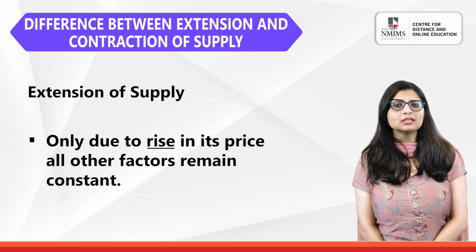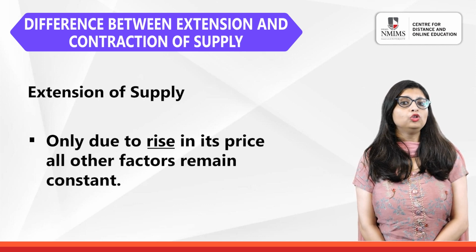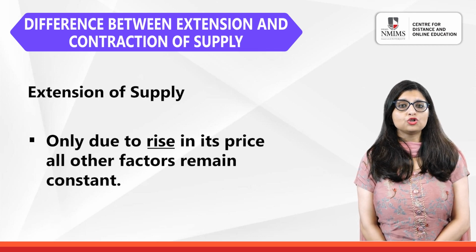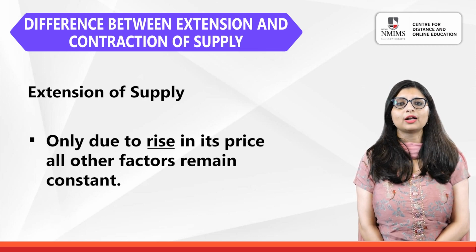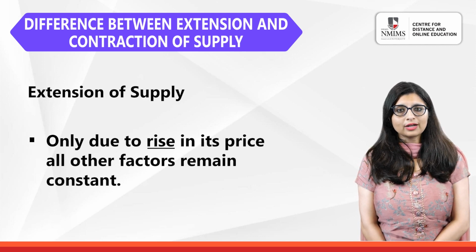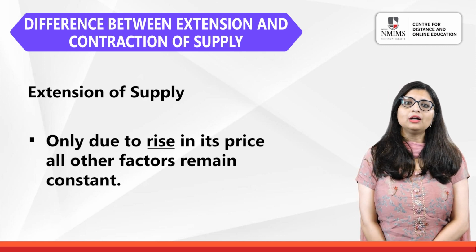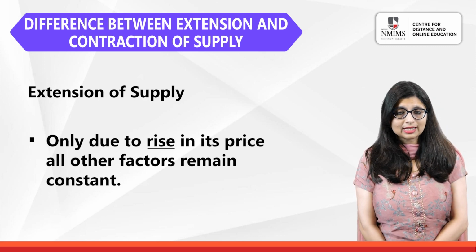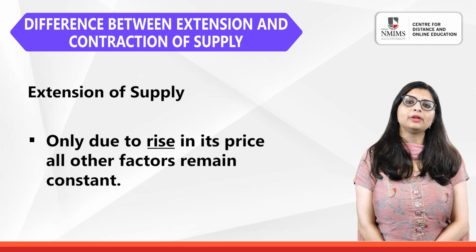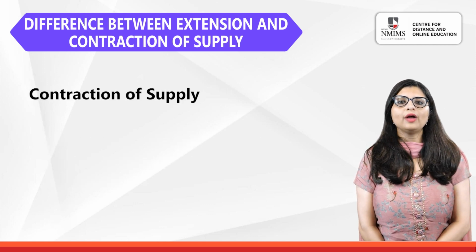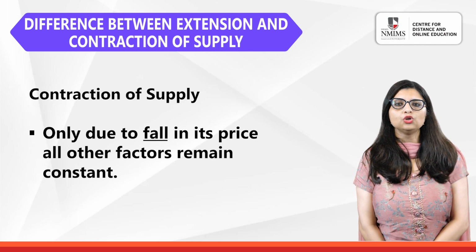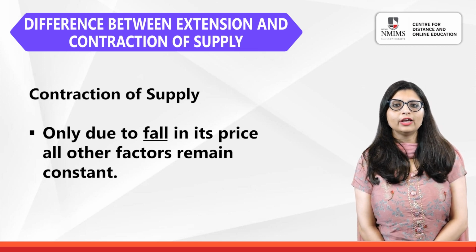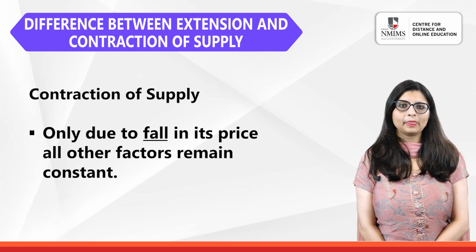All other factors are constant and have no effect on the supply of the commodity. By this time, I am sure you must know what other factors we are talking about. Other factors are all the factors apart from price, and we have discussed all these factors in detail in our previous sessions. Contraction takes place only due to the fall in the price. All other factors are constant and have no effect on the supply of the commodity.